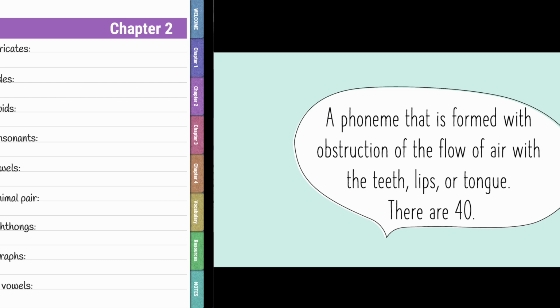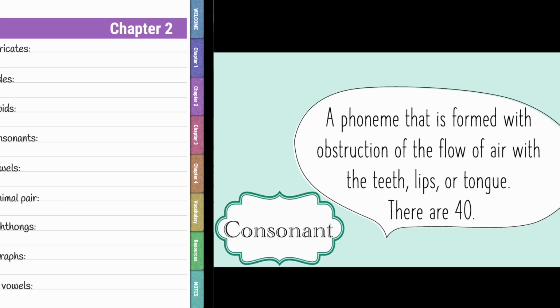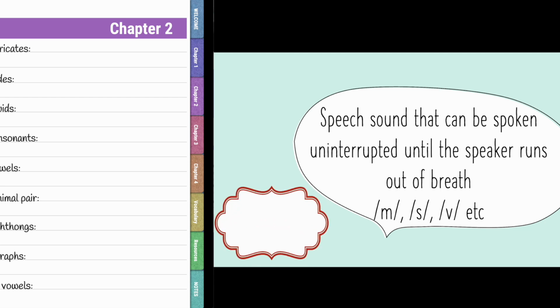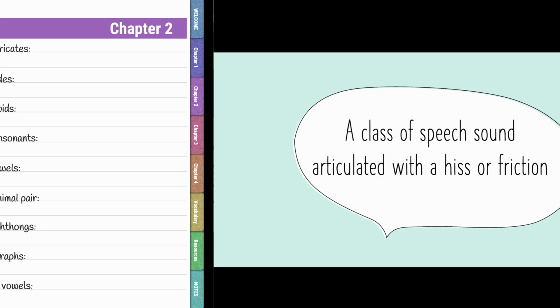Now, what is a phoneme that is formed with the obstruction of the flow of air with the teeth, lips, or tongue? There are 40 of them. These are consonants. Yep, we've got a lot of consonants. Speech sounds that can be spoken uninterrupted until we run out of breath, like s, v. These are continuants. They are an umbrella term that you can use for many of the different sounds in our language. They just continue.